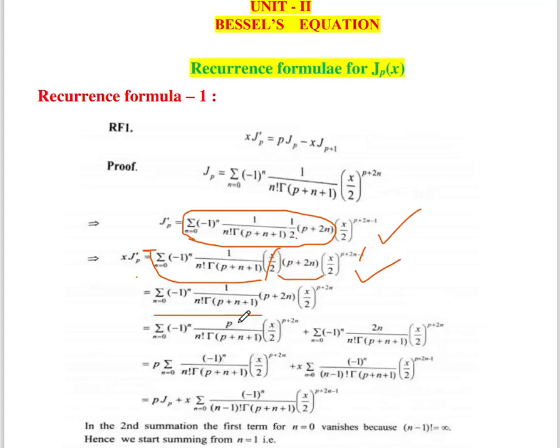Now we will multiply this bracket, p plus 2n, separately. So we get in the first term summation n equal to 0 to infinity, minus 1 to the power n, times p, divided by the denominator as it is, x by 2 to the power p plus 2n as it is, plus summation, where this term is as it is and only 2n is multiplied. That means we are taking the p plus 2n term separately.